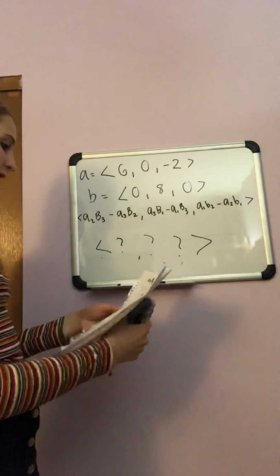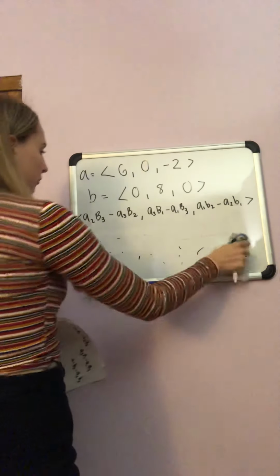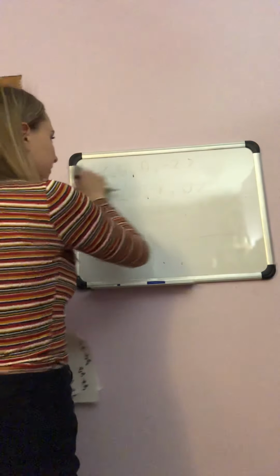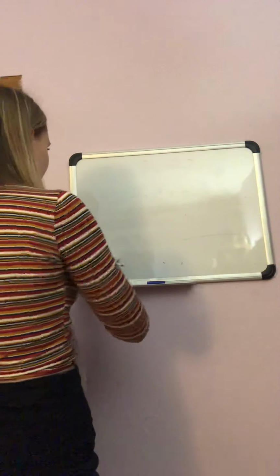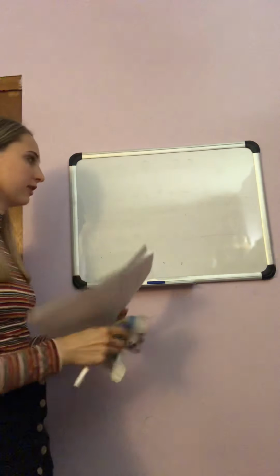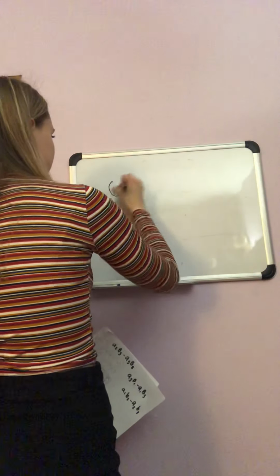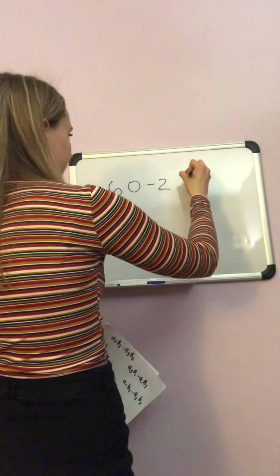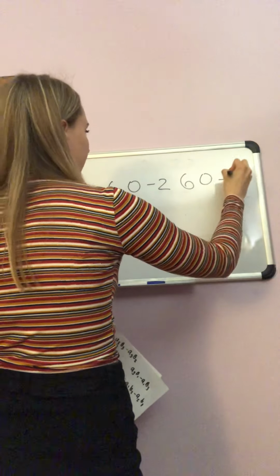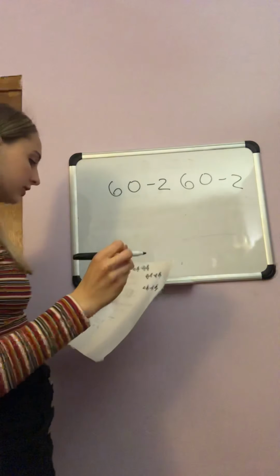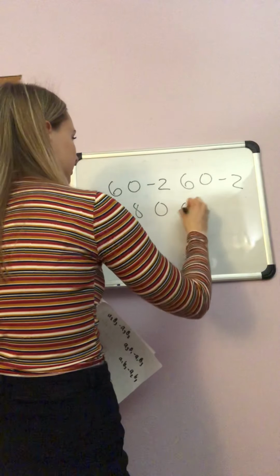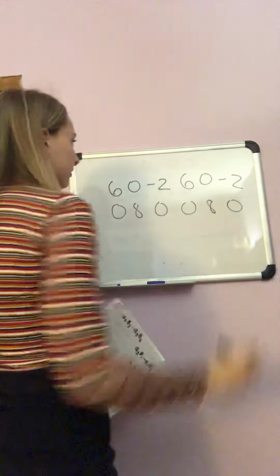Another way to see this visually when you're actually solving the problem is to take the first vector, which in this case was 6, 0, negative 2. You write 6, 0, negative 2, and then you write 6, 0, negative 2 again. And then underneath that, you write 0, 8, 0, and then 0, 8, 0 again.